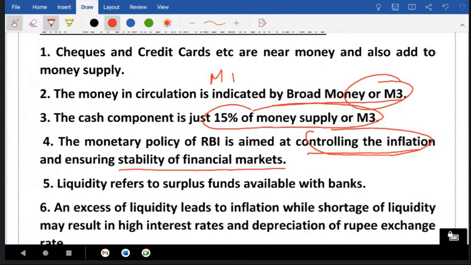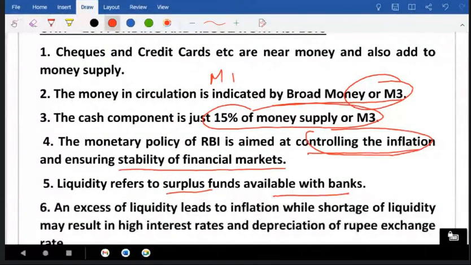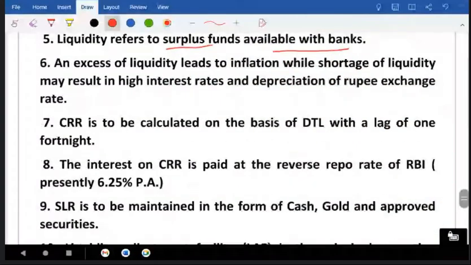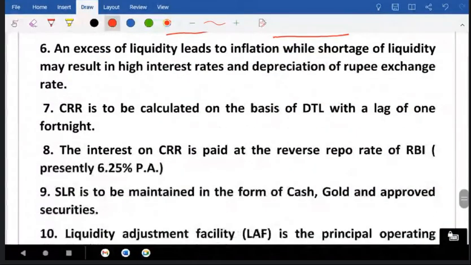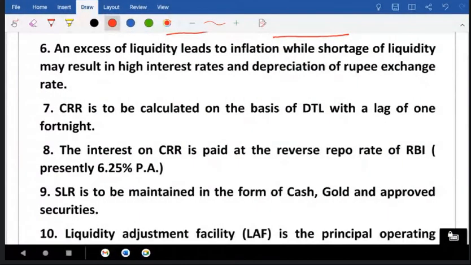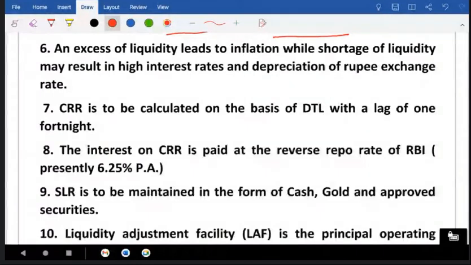Liquidity refers to surplus funds available with the bank. Means there should not be a deficiency of funds, such that the bank cannot pay its customers. Excess liquidity leads to inflation, while shortage of liquidity may result in high interest rates and depreciation of the rupee exchange rate. So there always has to be a balance in liquidity. That means we have to manage assets and liabilities in a very efficient manner.